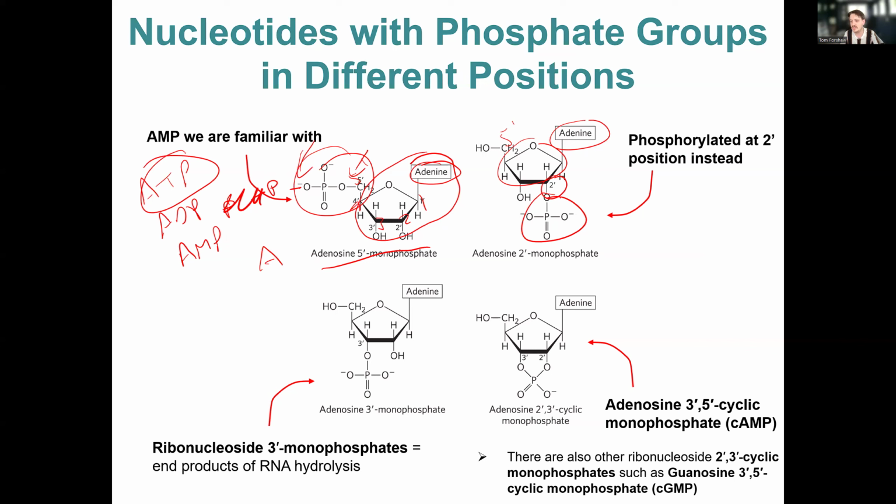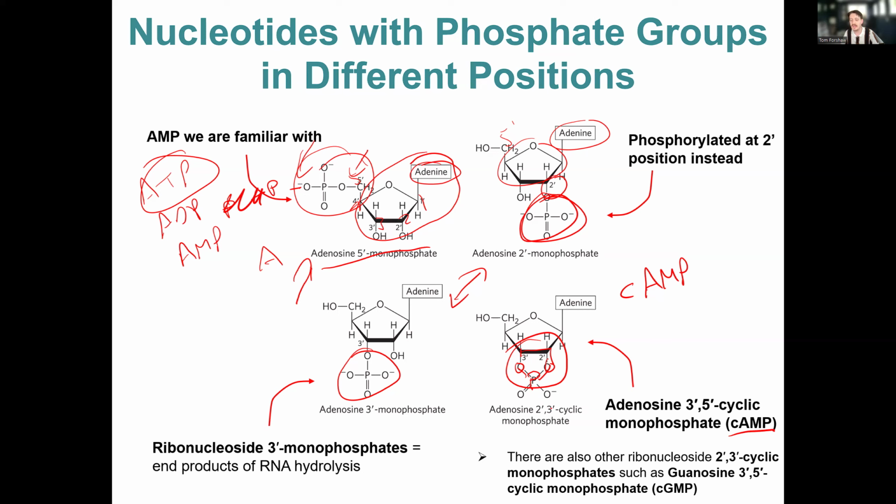But you can also change the position of that phosphate, put it at position 2, put it at position 3. And this can be instead for communicating, whereas ATP is for energy. These ones can be for information instead. And the classic example is cyclic AMP, where the phosphate is forming a cyclic structure. It's attached to the 2' and the 3' position.